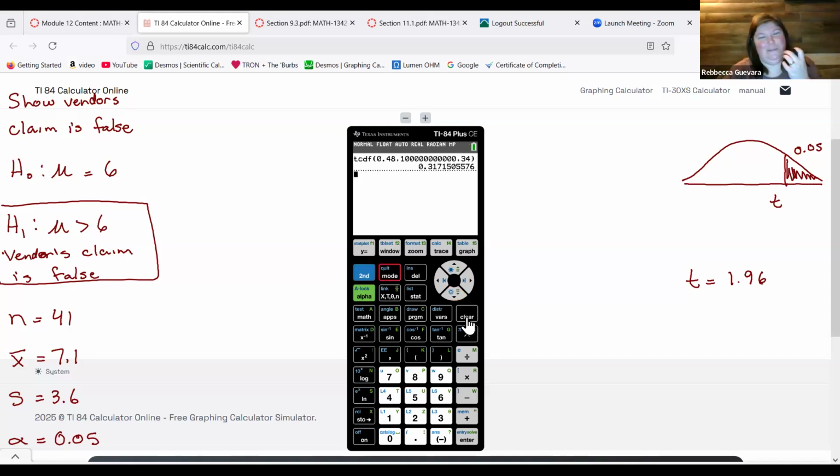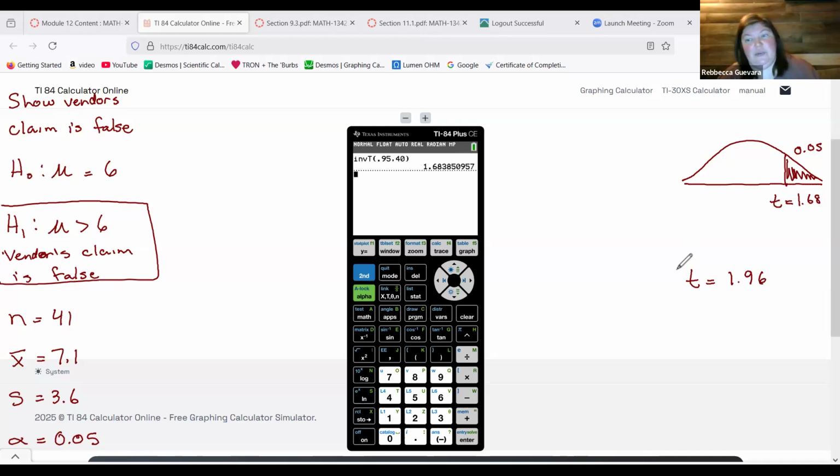So let me show you that again. It was second bars, and I accidentally hit 3. It's 4, invert t. We put in that area, 0.95, and then we put in our degrees of freedom, which is going to be 40. And this is about what we have with the table. This is 1.68.